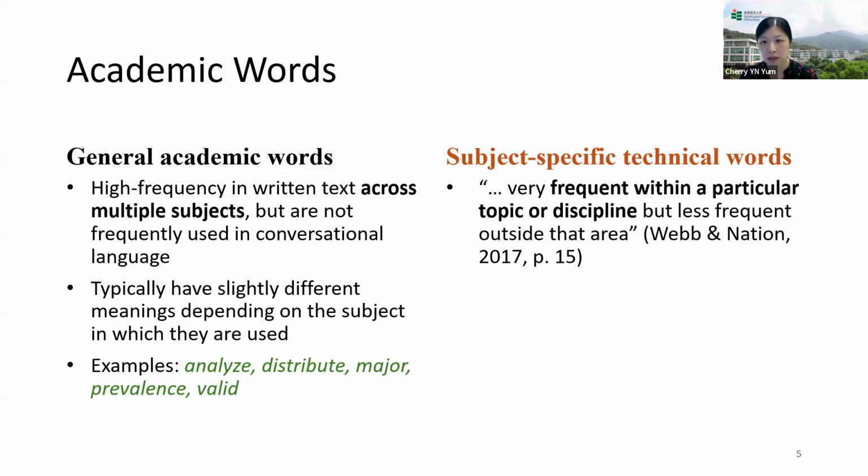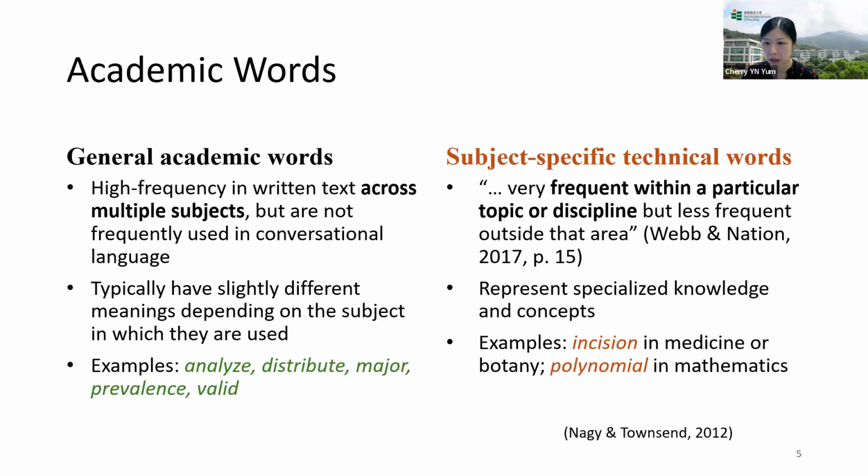In contrast, subject-specific technical words would be very frequent within that particular topic or discipline, but they are much less frequent outside of that area, and they represent specialized knowledge or concepts. For example, incision could appear in medicine or botany, whereas polynomial is a technical word in mathematics.